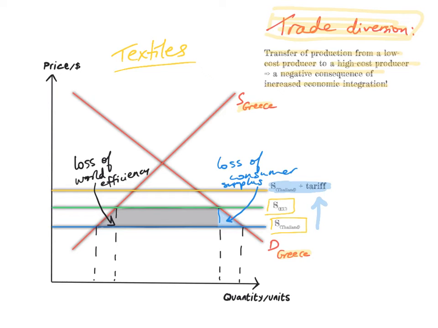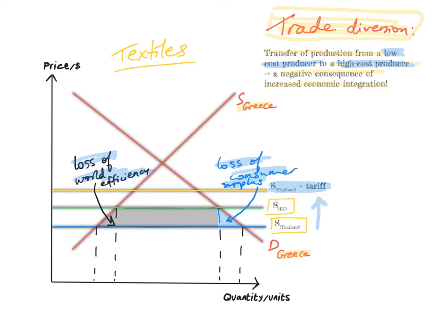So what's going to happen here is that Greek importers are more likely to buy textiles from the EU rather than Thailand. And that's a shift of production from a low-cost producer, because Thailand is more efficient, Thailand is a low-cost producer of textiles, to a high-cost producer, which is the EU. Now, this leads to a loss of world efficiency, which is shaded in gray here, and a loss of consumer surplus, which is that little triangle shaded in blue.